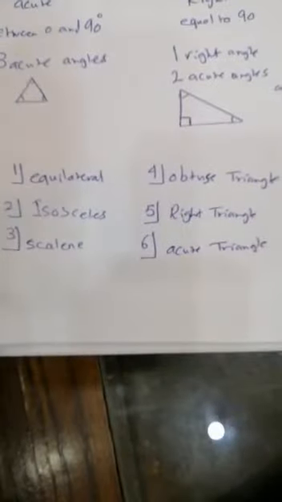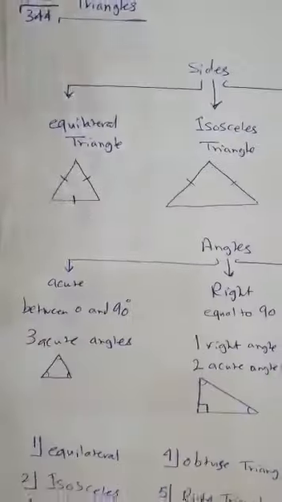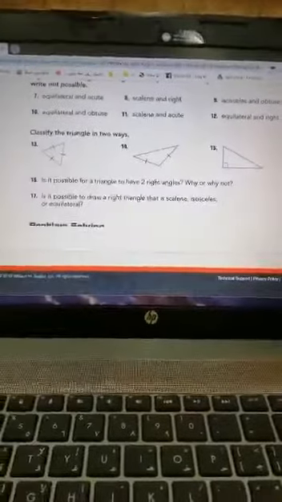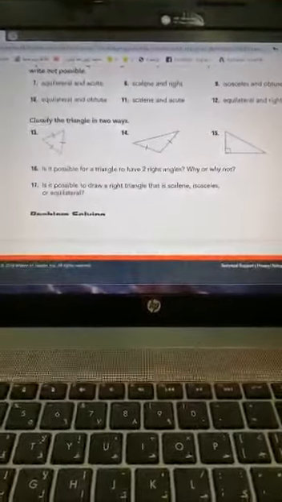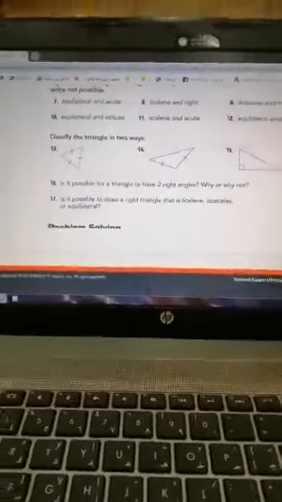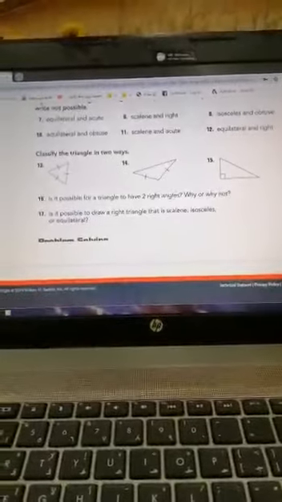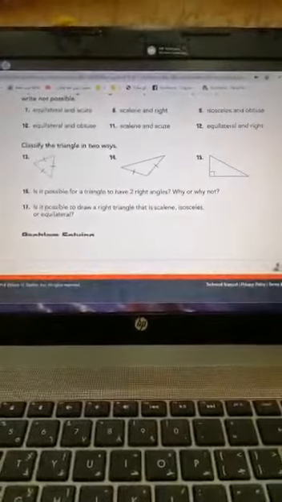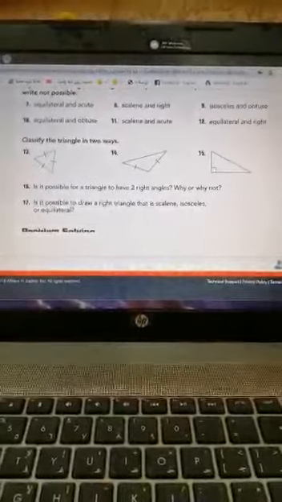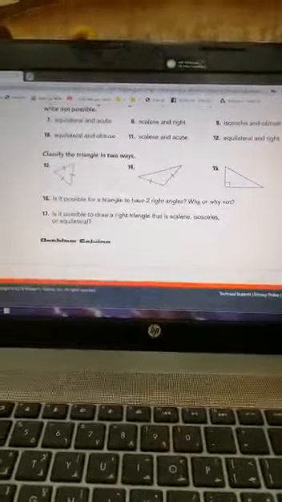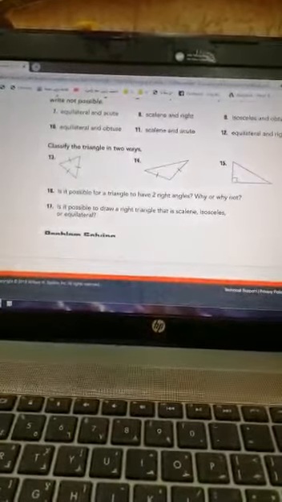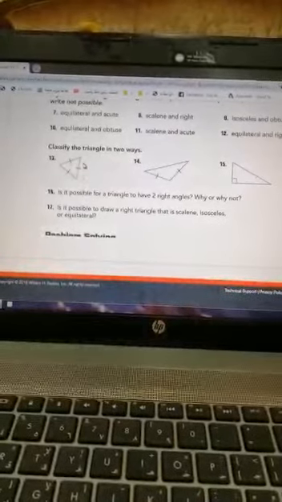Okay, let us solve another question from your book. For example, solve question 13 and question 14 and question 15. In this question, classify the triangle in 2 ways. That means we want to name the triangle by 2 ways, by angles and by sides. Then in question 13, look guys, all the sides have the same length. Then it's an equilateral triangle, and at the same time all the angles are acute. Then it's an acute triangle.